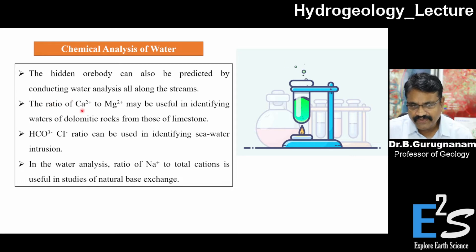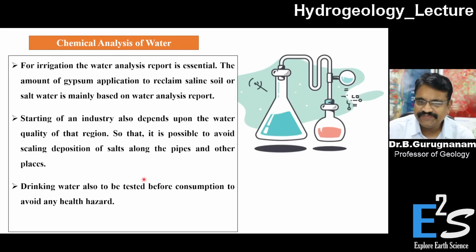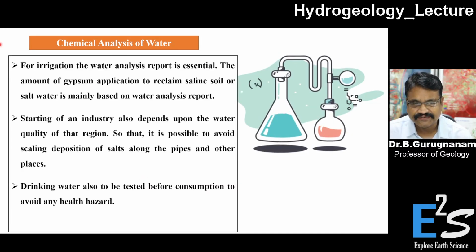The ratio of calcium and magnesium may be useful in identifying waters of dolomitic rocks from those of limestones. The bicarbonate and chloride ratio is useful for seawater intrusion studies. The ratio of potassium and total cations is useful for studies of natural base exchange movement. So chemical analysis has a lot of applications. Once we study, we will be able to assess all these things.